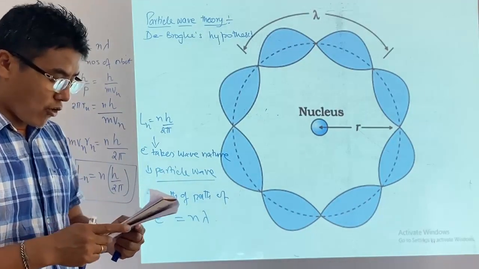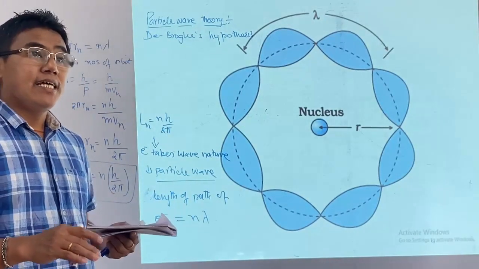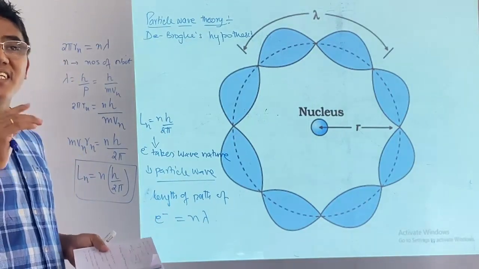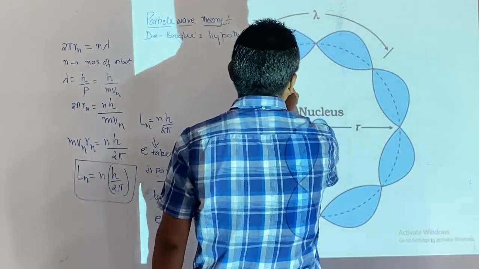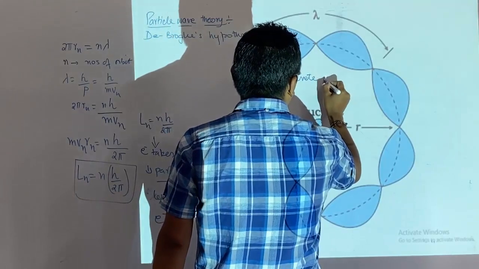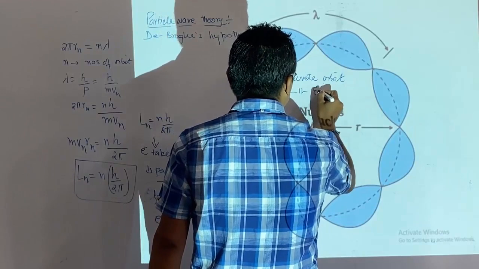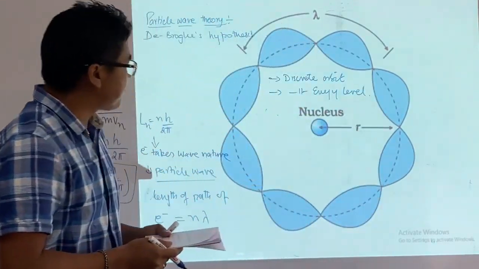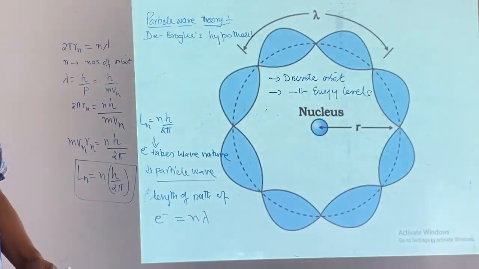So this is what we talk about. Therefore Bohr's postulate talks about discrete orbits and discrete energy levels, right? So therefore I just say Bohr's postulate talks about discrete orbits, that is first orbit, second orbit, third orbit, and discrete energy levels, right? So these are the Bohr postulates. Alright, so I will give you a few more diagrams of this.